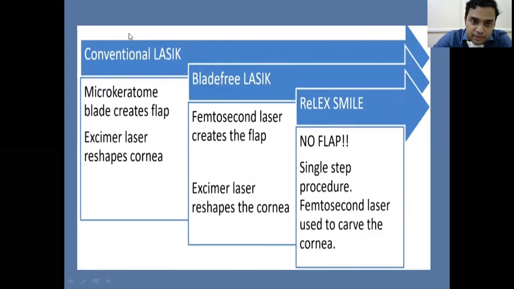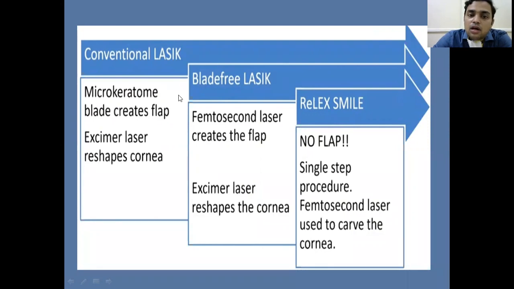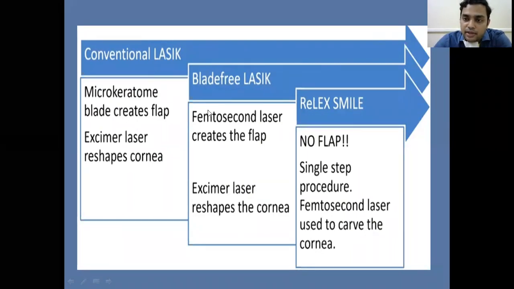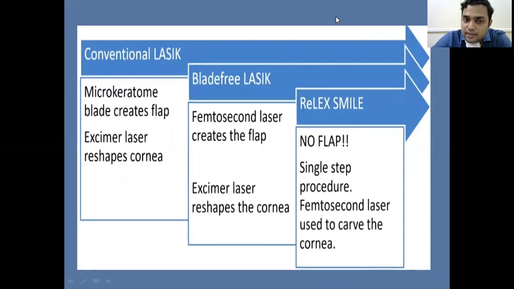We started with conventional LASIK, where we use a microkeratome as a surgical instrument to create a flap, and the excimer laser is used to reshape the cornea. Next we advanced to blade-free LASIK surgery, where we do not use any microkeratome for creating the flap. With the help of femtosecond laser only, we create the flap. After creating the flap, we reshape the cornea using the excimer laser. That is blade-free LASIK surgery.